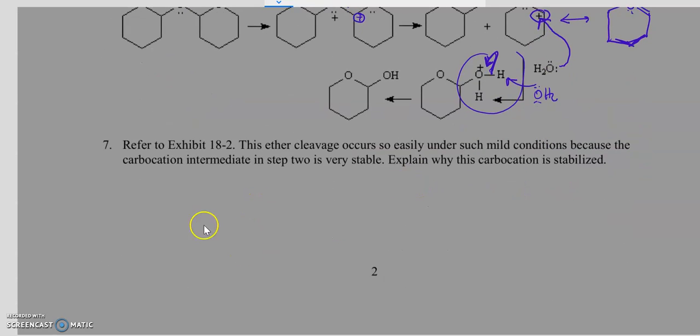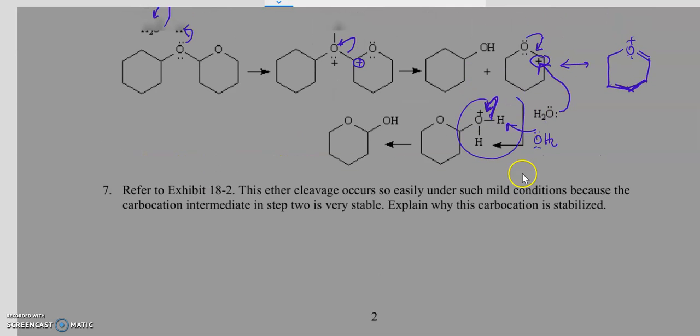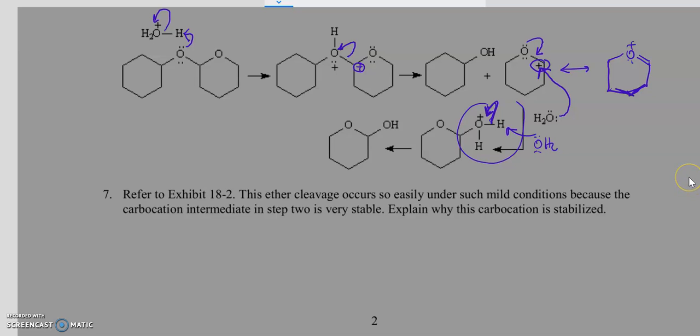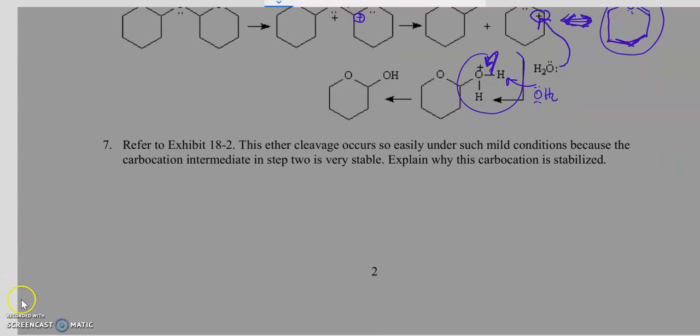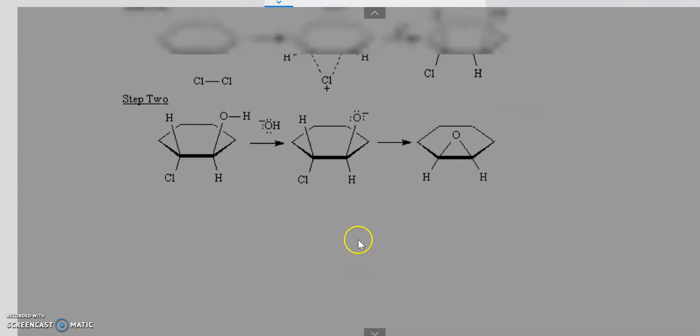Question number 7. It's asking you, this ether cleavage occurs so easily under such mild conditions because the carbocation intermediate in step 2 is very stable. Explain why this carbocation is stabilized. As we explained here, because of this resonance structure, right? That's the resonance structure we can get, so this is stabilized because of this. Alright, so let's go to the next question.